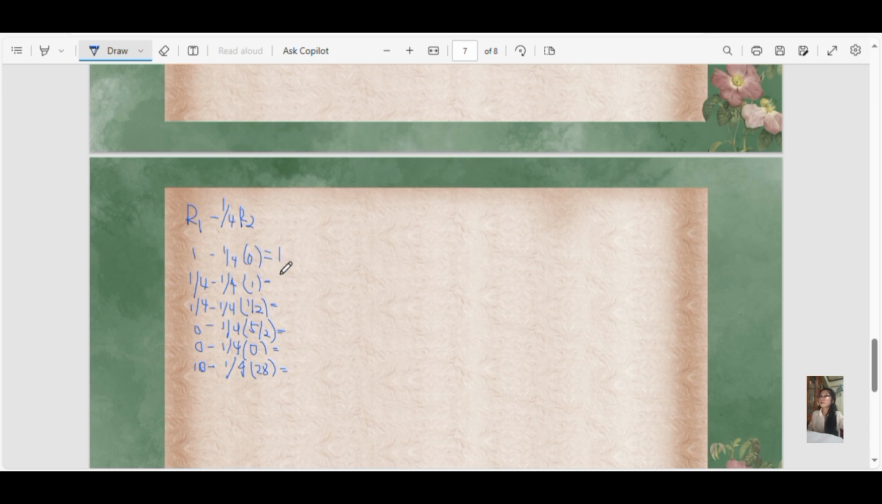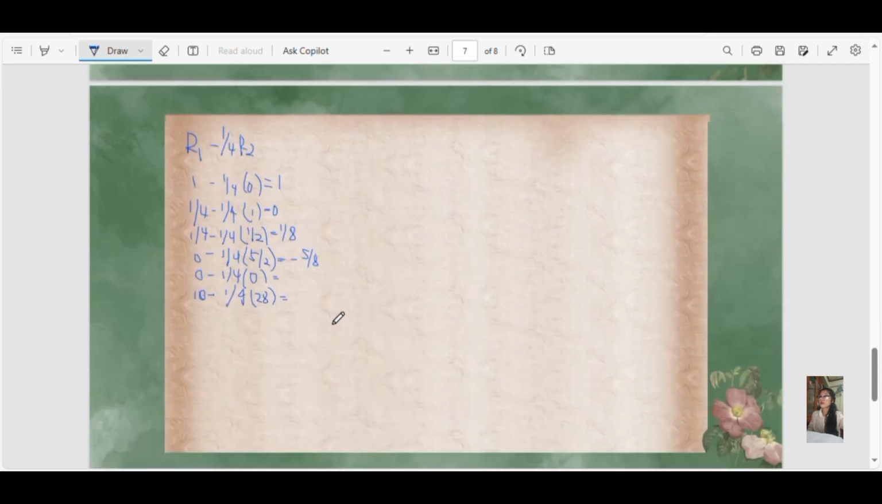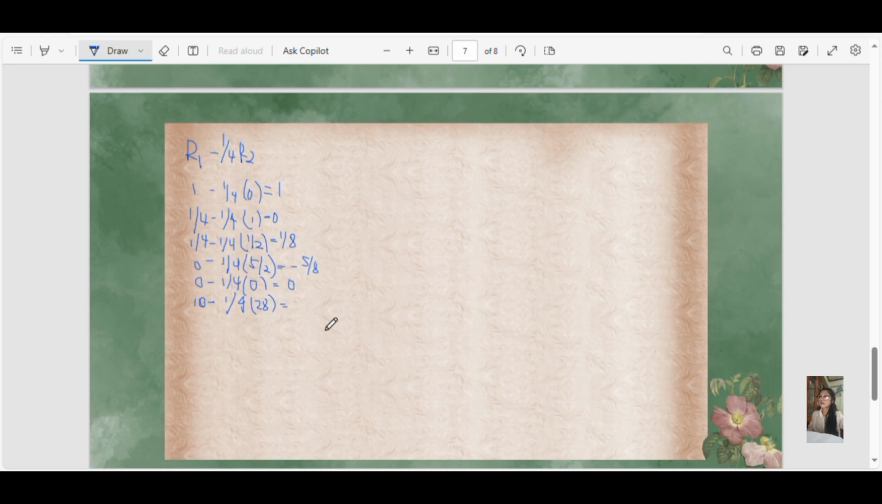That must be 1, then 0, this must be 1 over 8, then negative 5 over 8, then 0, and 3. Sorry. Let's make another table to write what we calculate here.